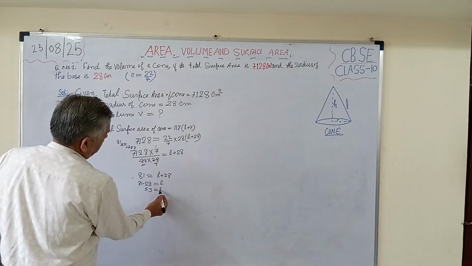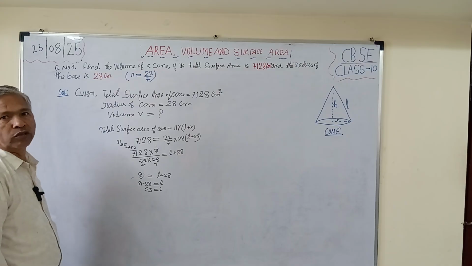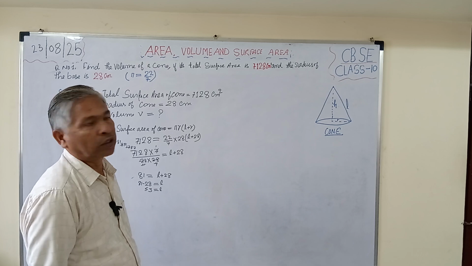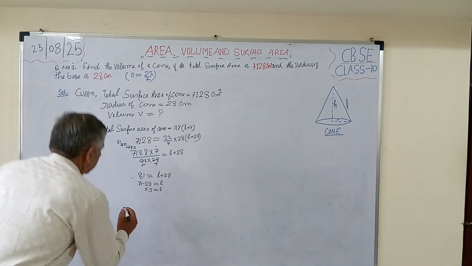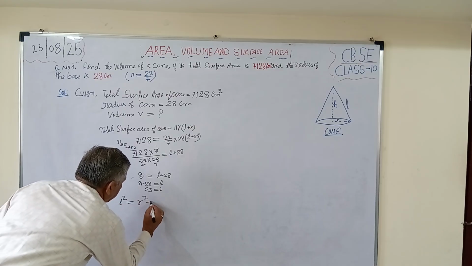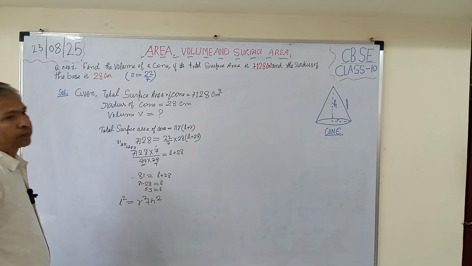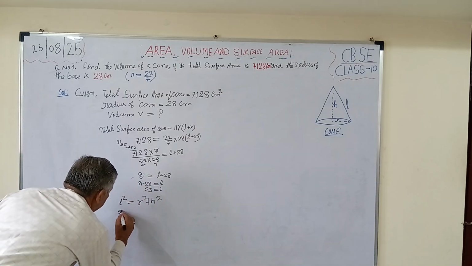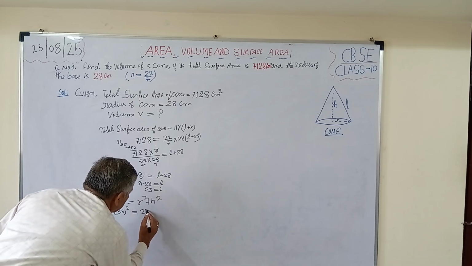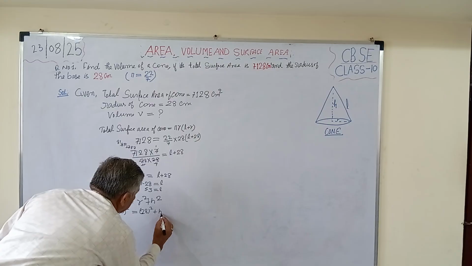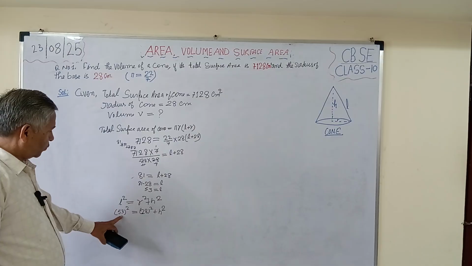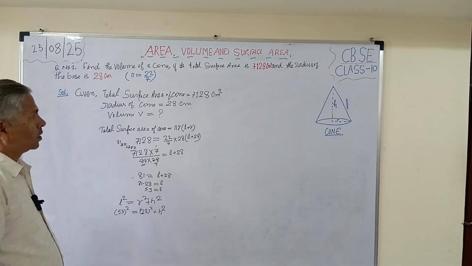Now, because we have to know the volume of the cone, we have to find out the height of the cone. The formula is L square equals R square plus H square. That means 53 square equals R square, which is 28 square, plus H square, where H is the height of the cone.